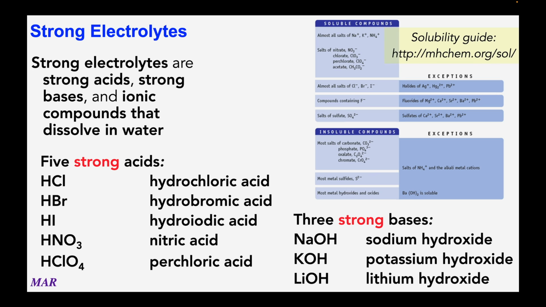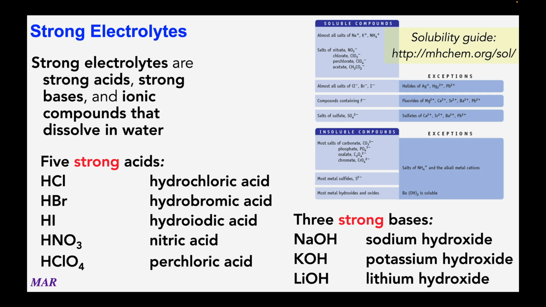So there's a lot of strong electrolytes out there. All the strong acids, all the strong bases, and all the ionic compounds that dissolve in water. So again, those 5 strong acids and 3 strong bases, pretty important for lots of reasons. Here's another reason: they're going to be strong electrolytes. Now, all of the weak acids and weak bases, though, those are going to be weak electrolytes.